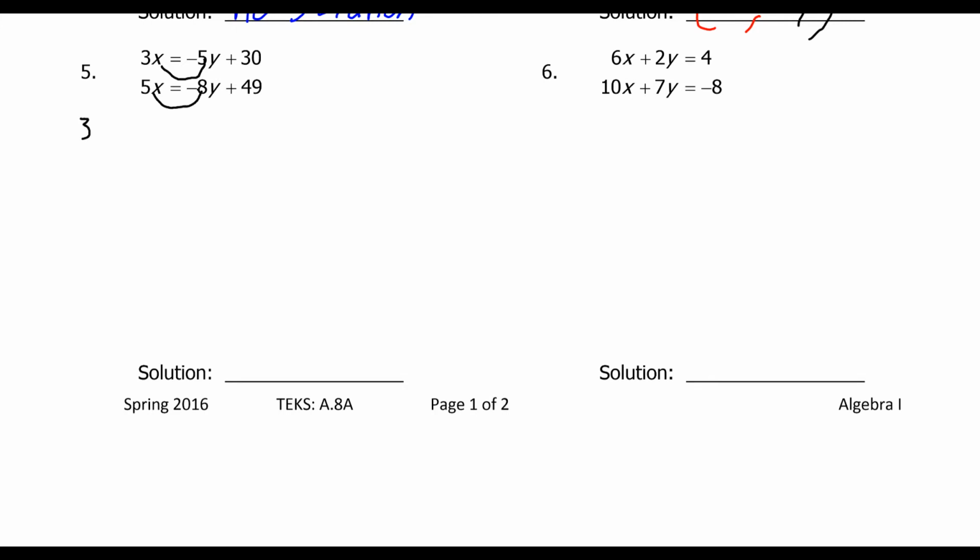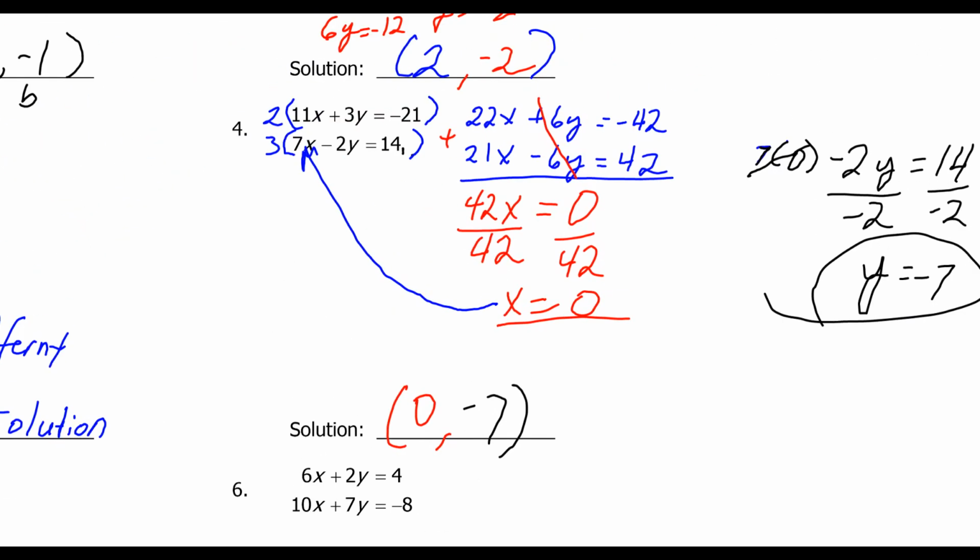Okay, so we're going to have 3x plus 5y equals 30. And then we're going to have 5x plus 8y equals 49. Okay, make sure that whenever you move it over, you change that sign. Okay, now, just like on number 4, we don't have anything that just stands out and screams, hey, I can cancel.